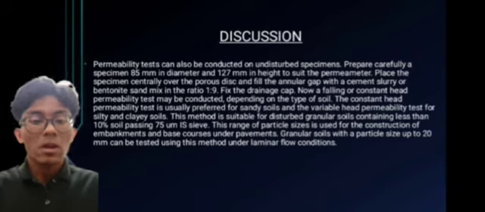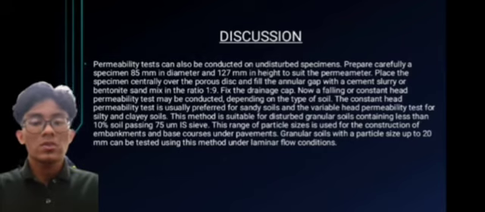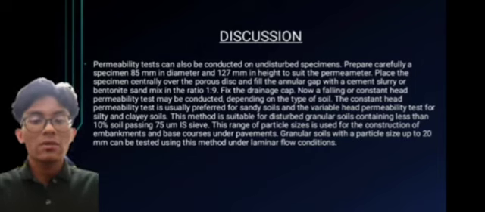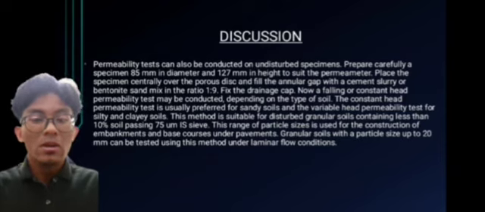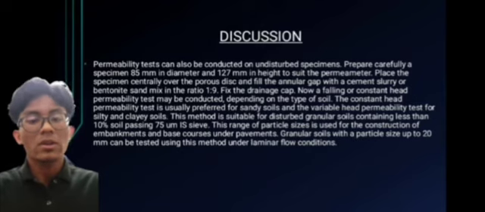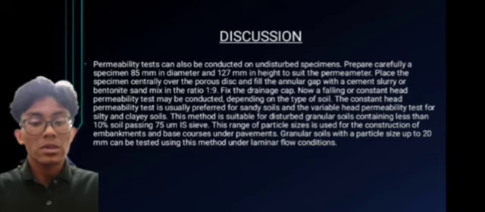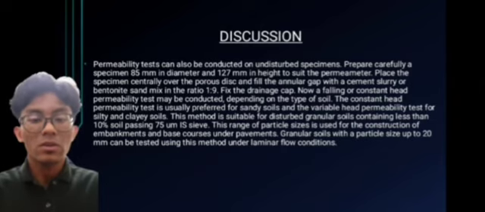Depending on the type of soil, the constant head permeability test is usually preferred for sandy soil and the variable head permeability test for silty and clayey soil. This method is suitable for disturbed granular soils containing less than 10% soil passing the 75 micron sieve. This range of particle size is used for the construction of embankments and base courses under pavement. Granular soils with a particle size up to 20 mm can be tested using this method under laminar flow conditions.